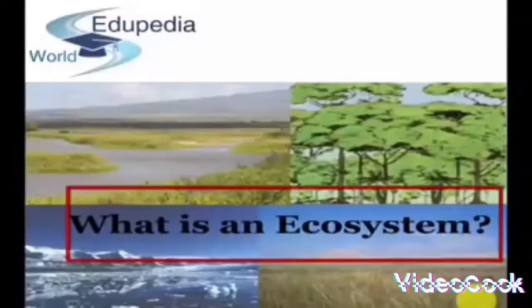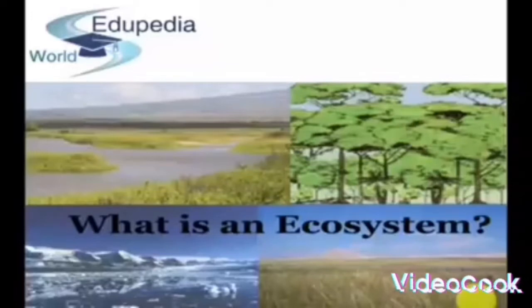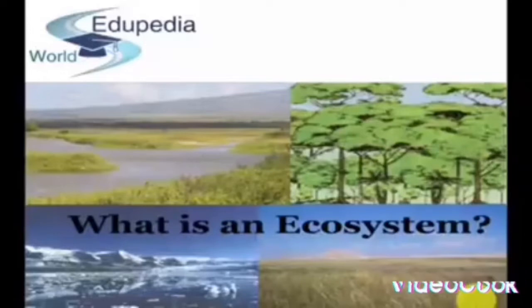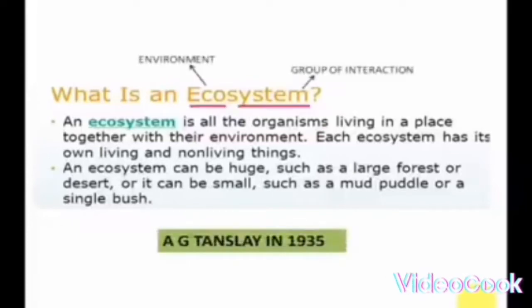Hi, we are still talking about an ecosystem, and according to Edupedia, as you're seeing in this video, they ask what is an ecosystem. Now, an ecosystem is found in the environment, as you're seeing in the pictures there, and the environment is surrounding us. It contains gases, water, the land, everything is found in the environment, including us.